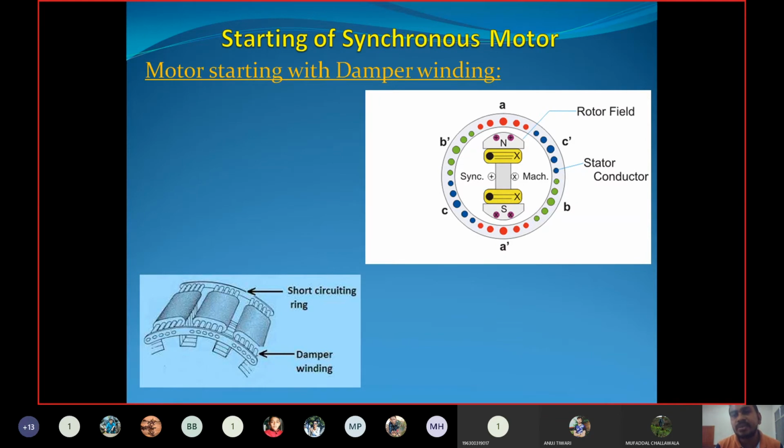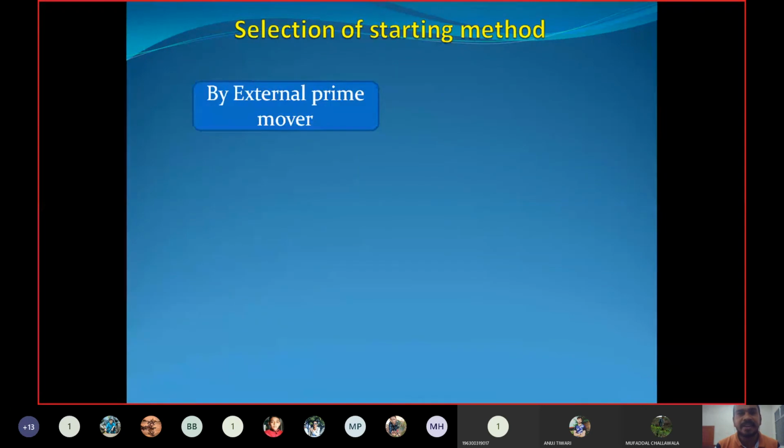Now what we have to do? We have to give the field excitation. This is the field winding, so we have to give the field excitation. After giving the field excitation, rotor poles are produced, and these rotor poles and stator poles are magnetically locked. Magnetic locking occurs between stator poles and rotor poles, and then this rotor continues to rotate at synchronous speed, and we can say that this motor runs as a synchronous motor. So this is the starting of synchronous motor with damper winding.